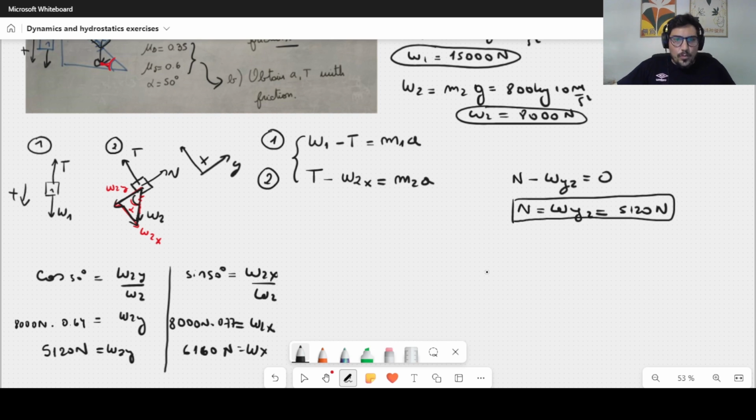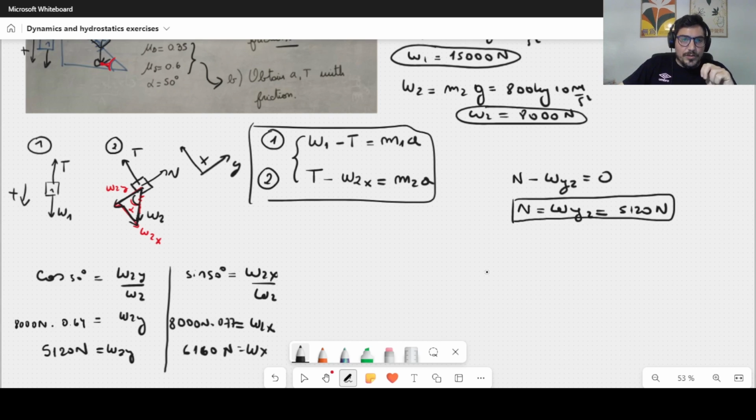Okay, well, now we are going to solve the system. Now we come back to the system in the direction of motion. One possibility is to add the equations. So we have weight 1 minus tension plus tension minus weight 2 in x. We are adding everything that is on the left side. And on the right side we have mass 1 times acceleration plus mass 2 times acceleration.